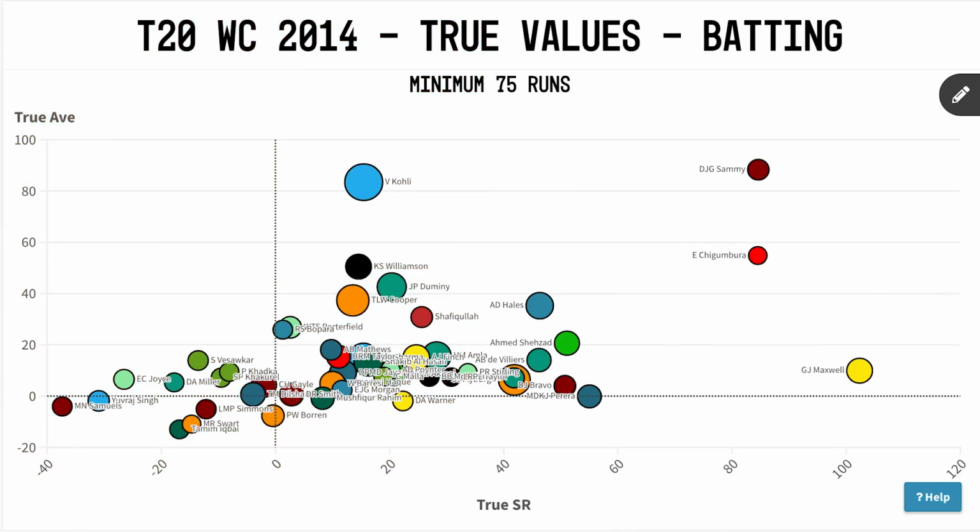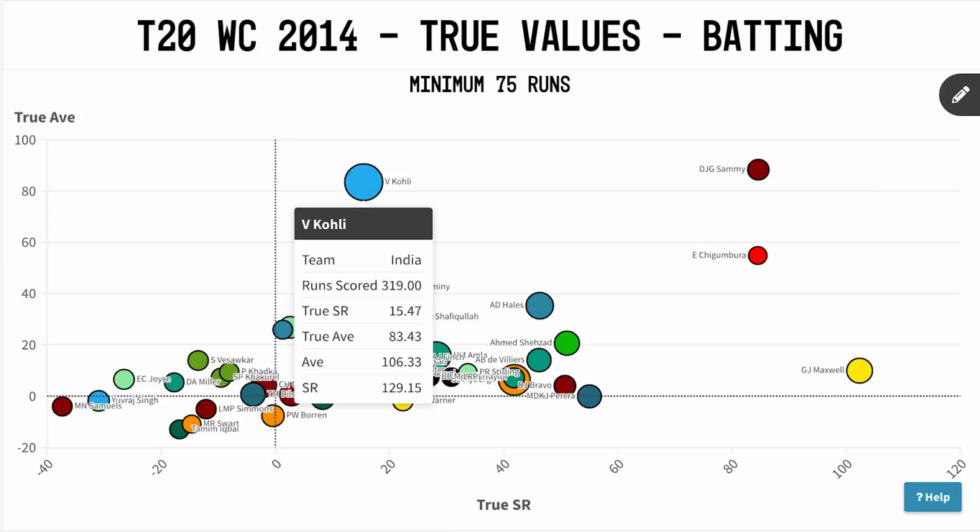Now, let's have a look at 2014. This was the arrival of Kohli, the Kohli as we know him. He was the leading run scorer in that tournament, 319 with a true average of 83 and a true strike rate of plus 15. It was a sensational addition for him.